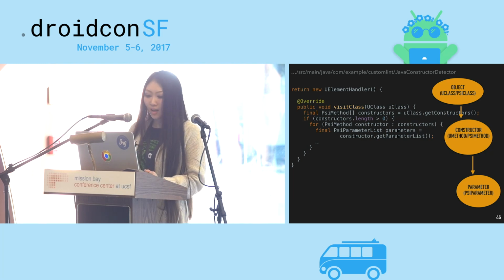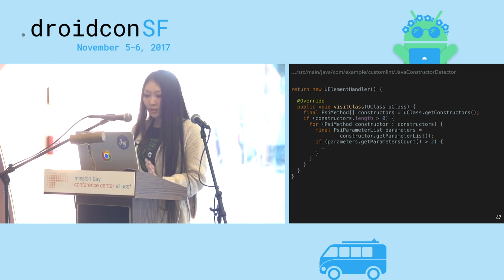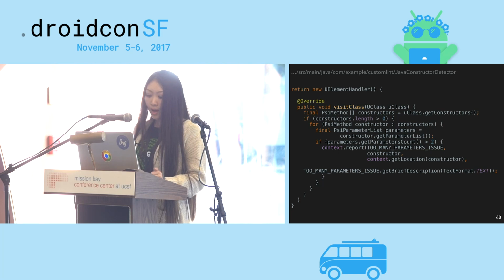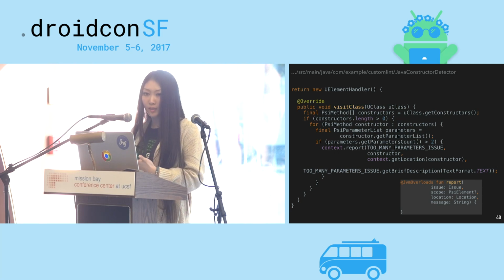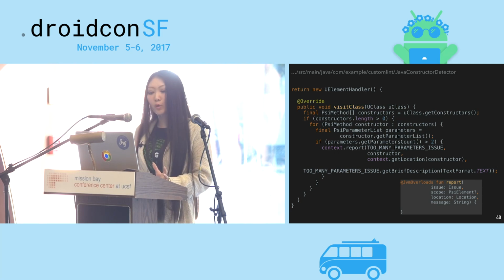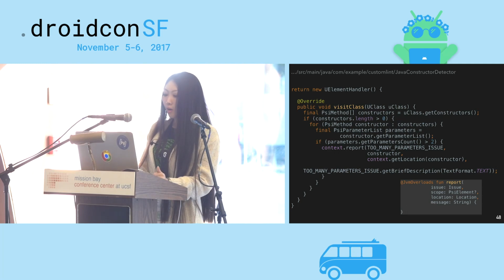So here I'm saying that we don't want any more than 2 parameters. Otherwise, I'll report to Lint with our issue ID, the scope which is the PSI element, the location, and also a brief description of the issue. Now we have the scanner already.